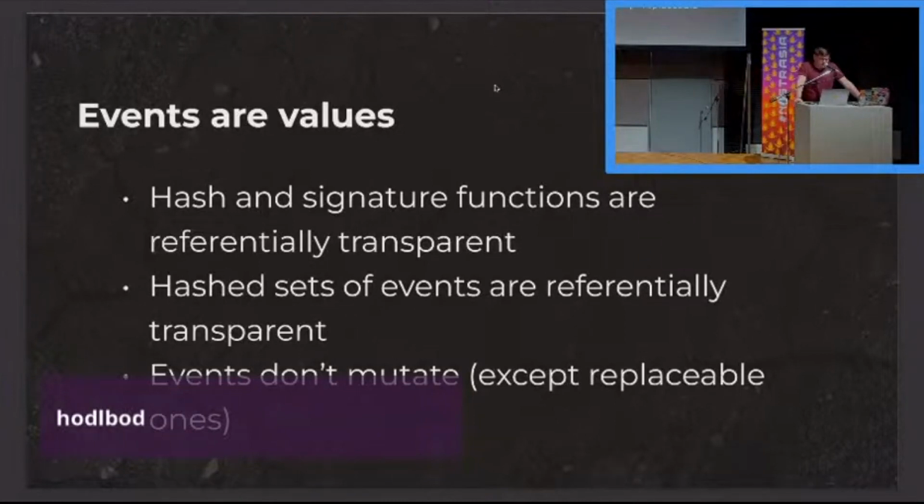And so events don't mutate, except for replaceable ones. I'm just going to take the opportunity to dish on replaceable events. They were a mistake. Replaceable events break this paradigm. Not exactly, because the IDs are still referentially transparent, but if you're using the address tag, you don't know what the value of that name is. So you've reintroduced mutable state. So we should get rid of those.